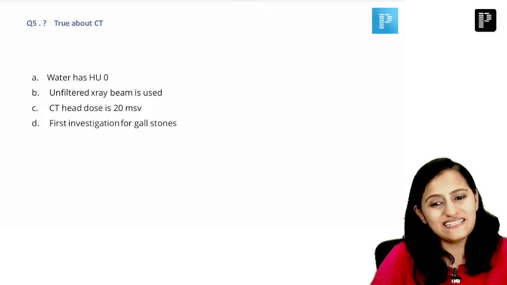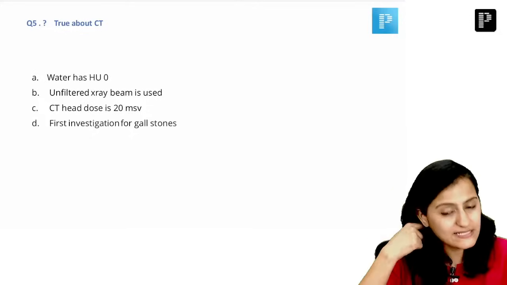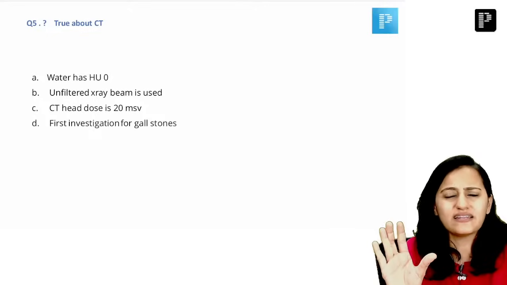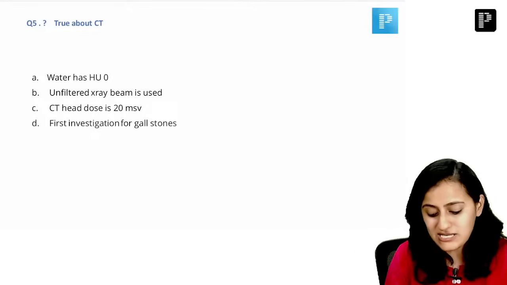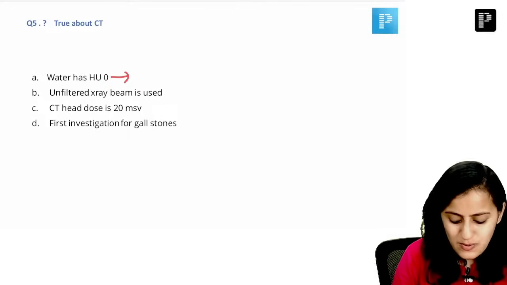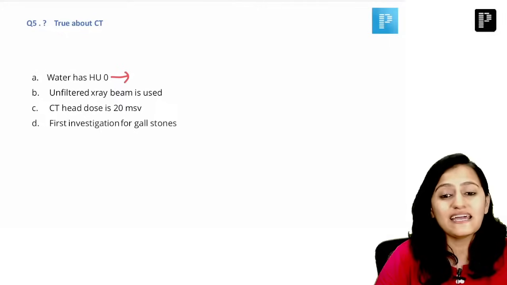True about CT. See, this is an example of a question where, if you know the answer to one option, and you are very sure that it is correct, and you do not know about the other options, you do not need to waste your time and break your heads on that. Water has an HU value of 0. I hope that at least all of you know this. The CT has HU values.